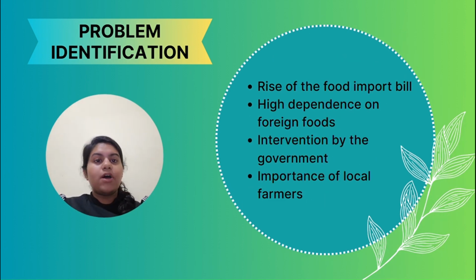So now we'll talk about the problem identification, and this surrounds the reason for taking this initiative to have this home gardening system in place. First of all, our food import bill usually averages around 5 billion annually. However, in recent times, it has reached 7 billion, and as a result, it has consumed more foreign exchange than it usually would.